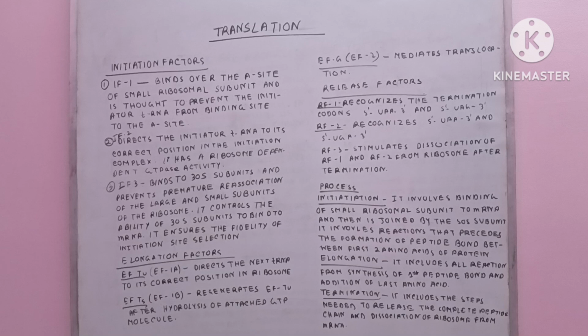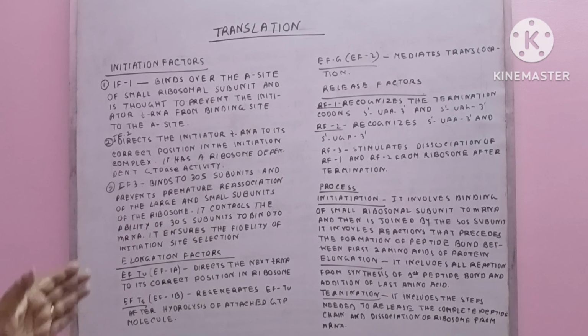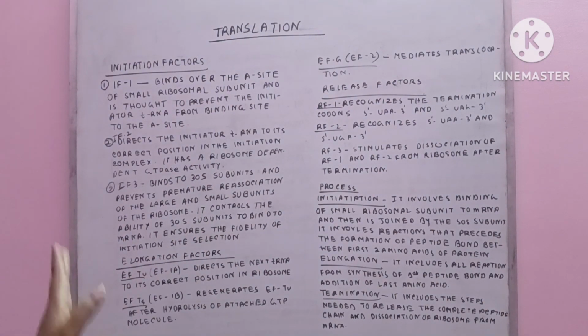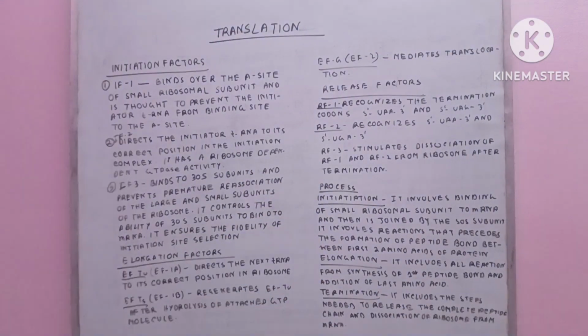And the second part is the elongation, and it includes all the reactions from the synthesis of the first peptide bond to the addition of the last amino acid. The elongation process explains the steps of how the first peptide bond is made and how the remaining amino acids are added, that is, the synthesis of peptide bonds and the addition of the last amino acid.